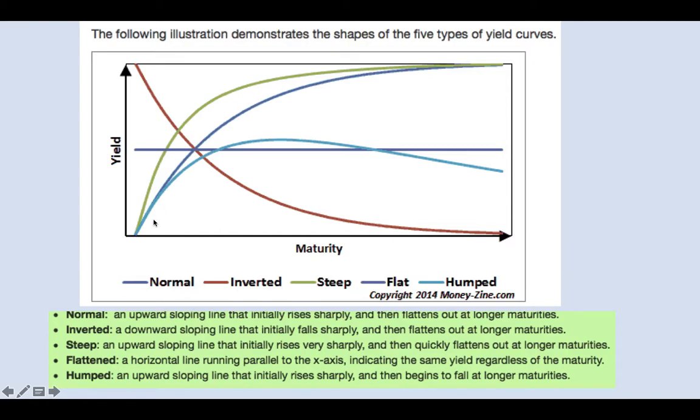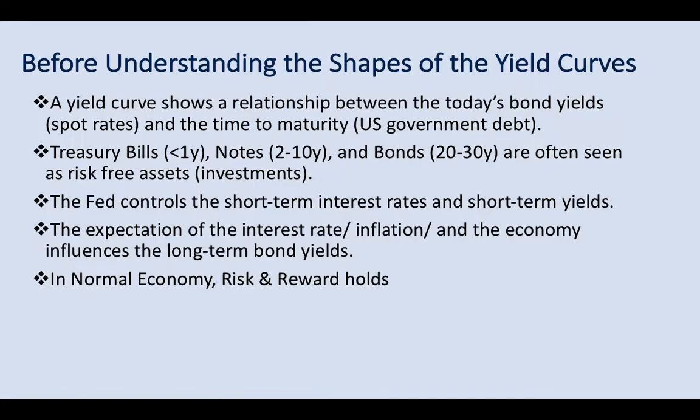The first is normal. You can see this one is the normal one, so it's upward sloping. Then you have inverted. Inverted is the red one, so it's downward sloping. Then steep. Steep basically has a bigger, higher slope than the normal. Then flat is basically a flat line. The humped is where yields increase, then later decrease. So these are the 5 shapes. We're going to discuss each one in detail.